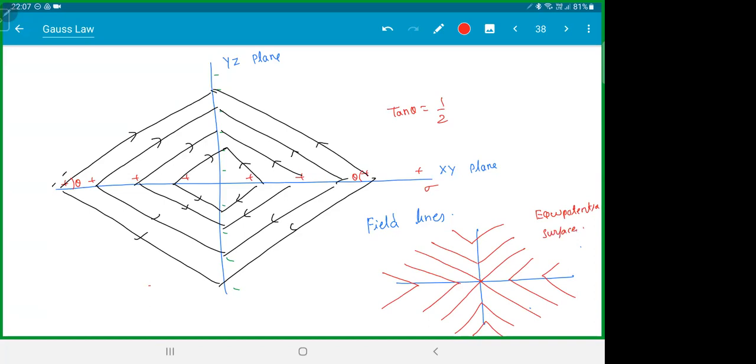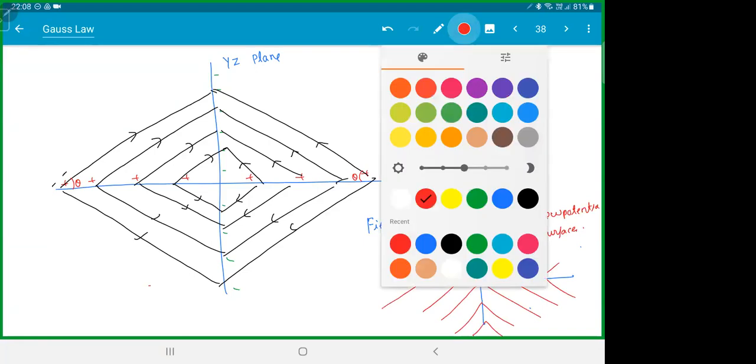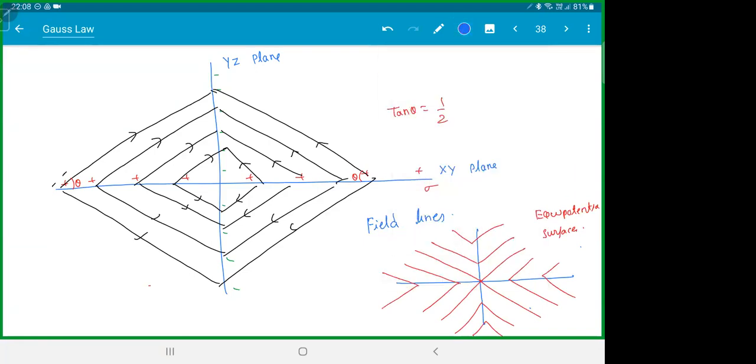Clear? There. So next time if you're drawing some rangoli or something, quite helpful. Just put two different plates and finish it off. You just start drawing field lines and people will think, what a design.